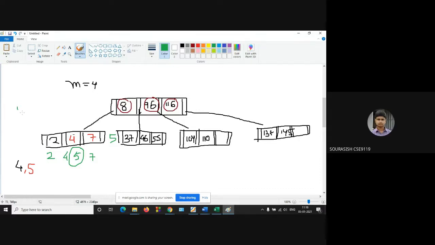Now 5 is moved upward. Okay. So 5 is inserted here. So 5, 8, 96, 116. Your root is full. So what should I do?